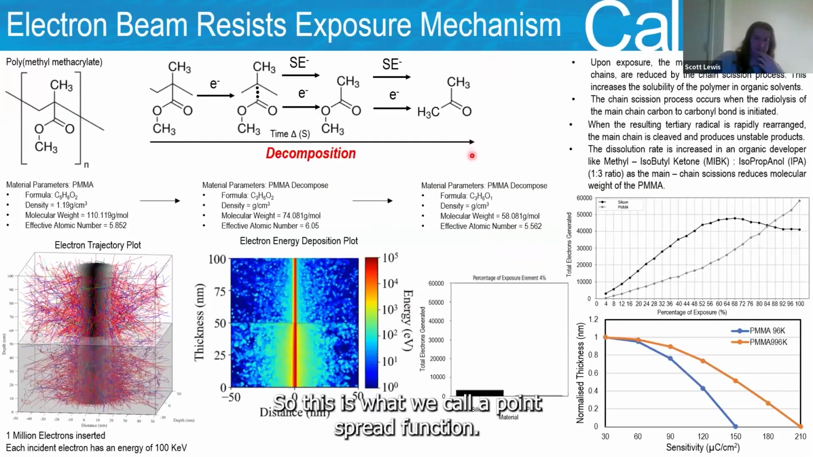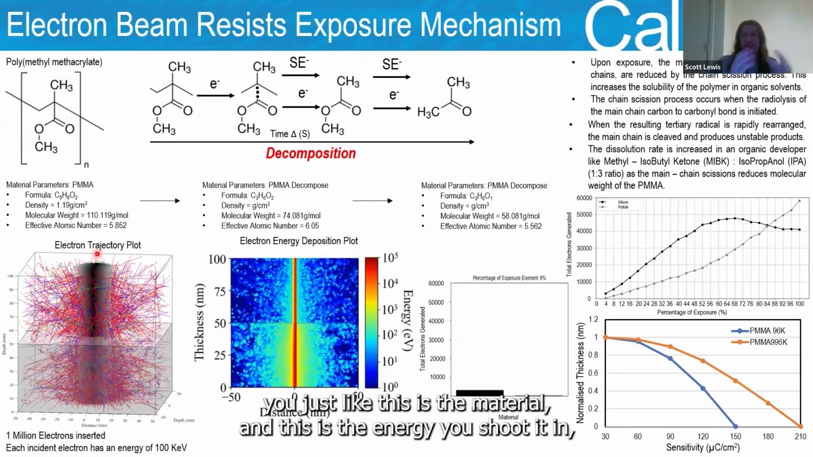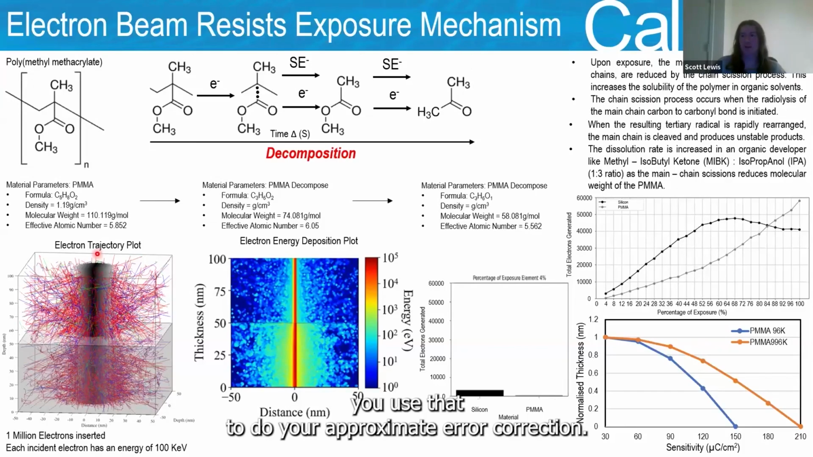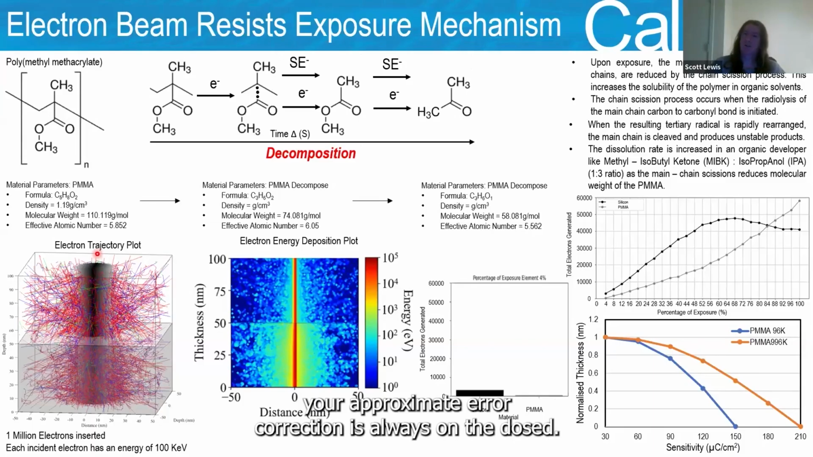Okay, so this is what we call a point spread function. A point spread function to me is not straightforward. Okay, so when you've got Tracer, you put your point spread function in. It's like, this is the material and this is the energy. You shoot it in, and then you use that to do your proximity error correction. But when you do that, your proximity error correction is always underdosed.